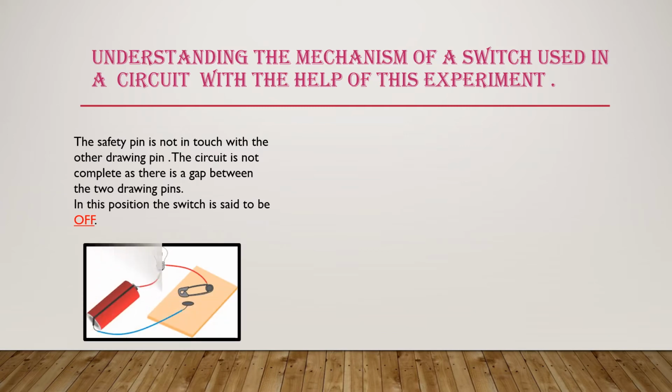The circuit is not complete as there is a gap between the 2 drawing pins. In this position, the switch is said to be off. So in your homes, when you see the switch is off, this is exactly the mechanism: the safety pin is not touching the other drawing pin, there is a gap. So it is the same mechanism of a switch, and the circuit is not complete and the current will stop flowing.